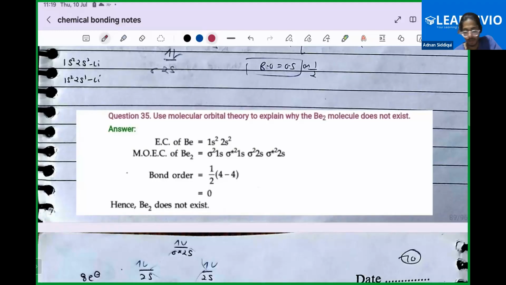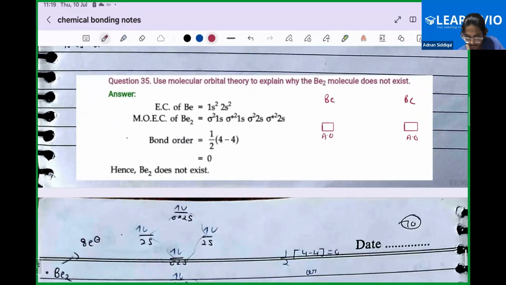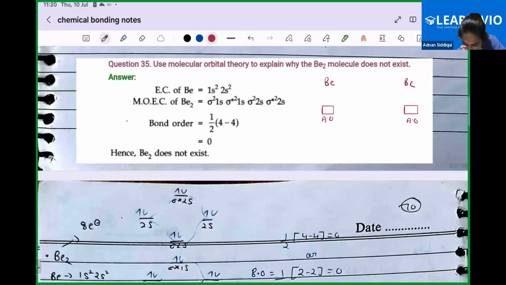One more thing that I would like to add here is you have to show the atomic orbitals like this. This is your beryllium. This is your beryllium. They have their atomic orbitals, right? How many electrons are present for your beryllium? The valence shell electrons. How many electrons are there in beryllium? Four. So let us write it down.